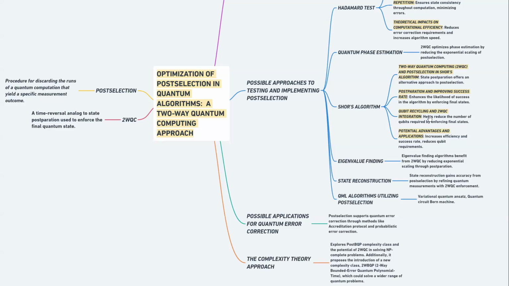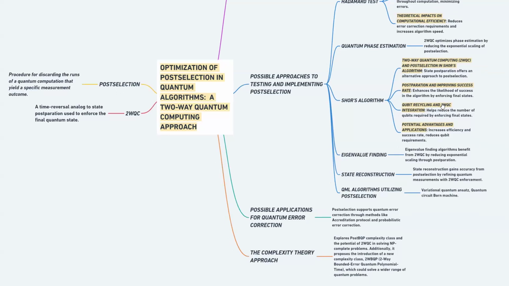Here is where two-way quantum computing becomes even more valuable. Current qubit recycling methods require knowledge of the measurement outcome before a qubit can be reused. However, two-way quantum computing can overcome this limitation through post-operation, allowing qubits to be reset and reused without prior knowledge of the measurement outcome, making the recycling process more efficient and scalable.